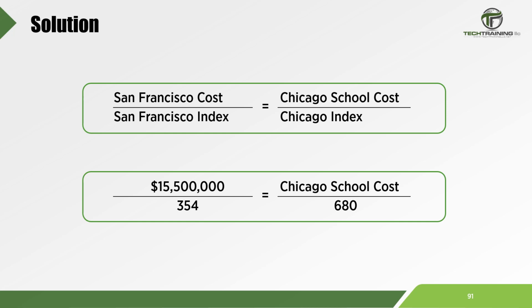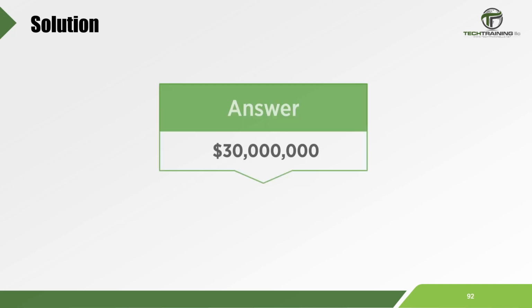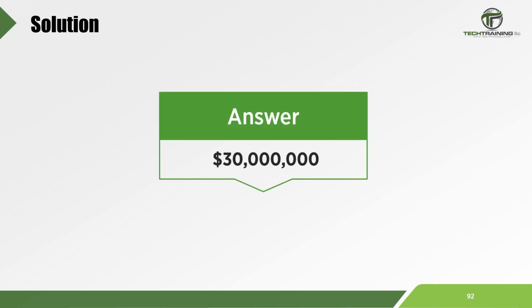We take the $15.5 million multiplied by 680 and divide this value by 354. That gives us a result of $29,774,011.29, and we'll round it up to $30 million.